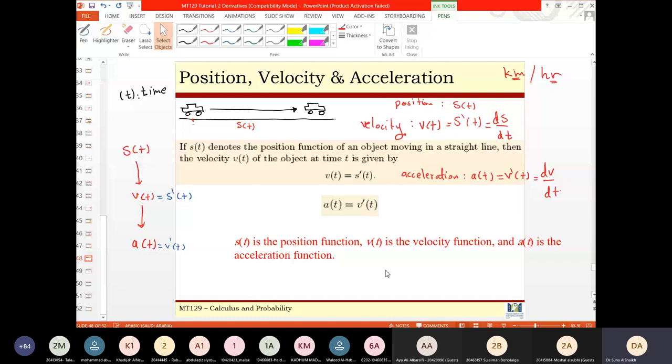Yes Issam, sure. You have to know that the position gives me the velocity, and the velocity will give me the acceleration. They follow each other, each one gives you the next.